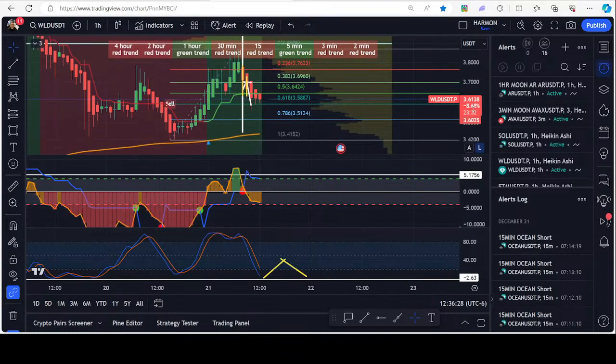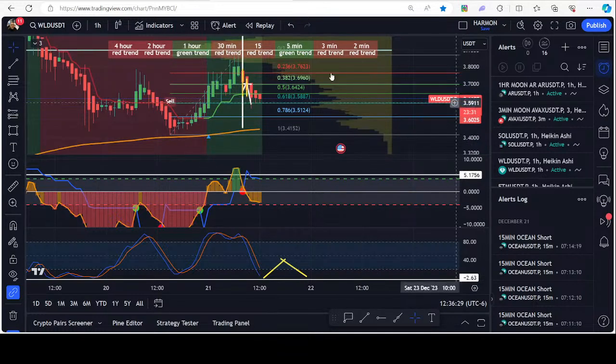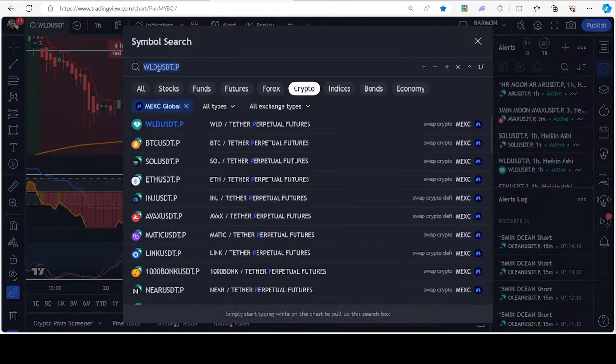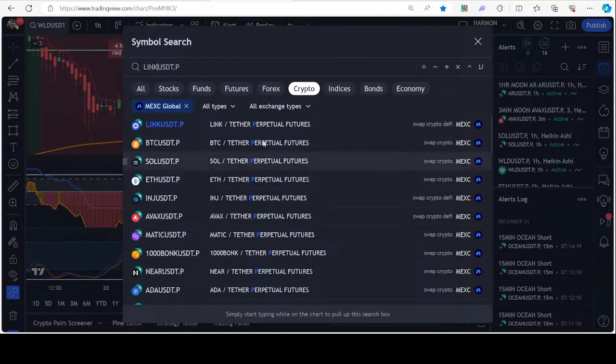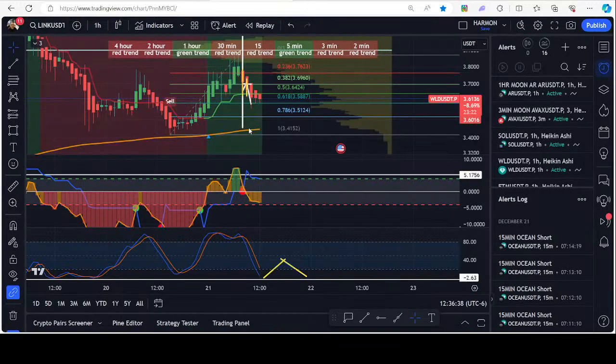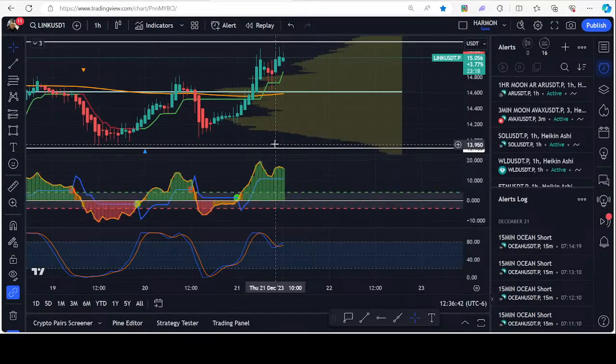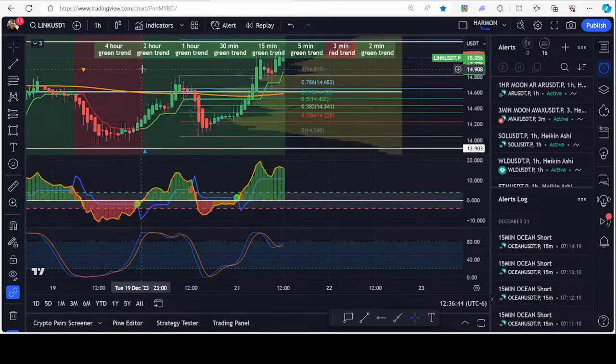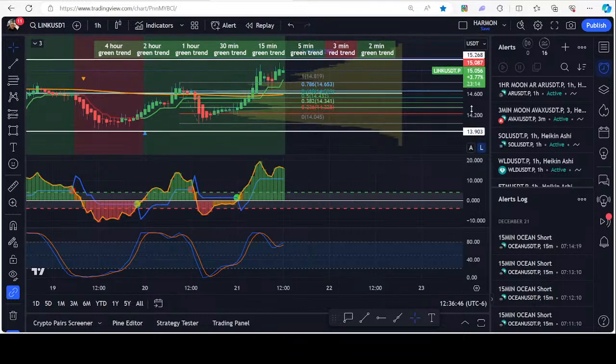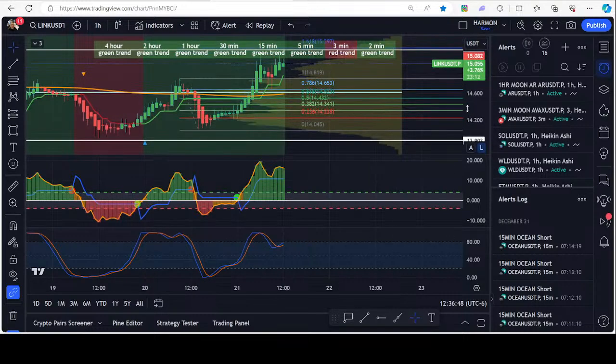So let me ask you about Link real quick. You don't have to analyze the whole coin. It's above the 20 line, it's definitely above the 50 line, and it's got a red moon on the 1 hour, but it hasn't yet done a red trend. I would be watching that to do the red trend, and then look at the 15-minute.